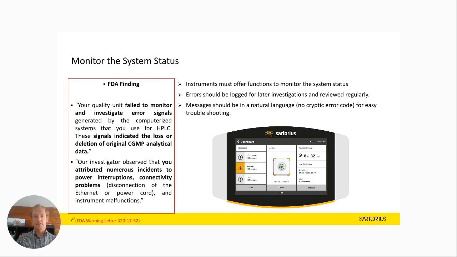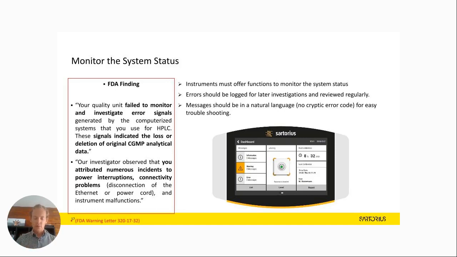Another example is the monitoring of the status of an instrument. So the FDA found that you failed to monitor and investigate error signals. Signals indicated the loss or deletion of original cGMP analytical data. And they observed that you attributed numerous incidents to power interruptions, connectivity problems. I talked about power interruptions as well when we had the backup. So again, a good reminder there to have that.